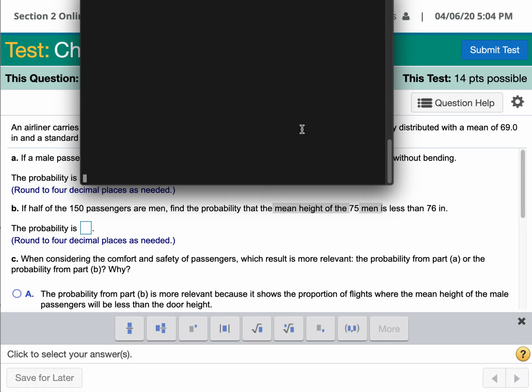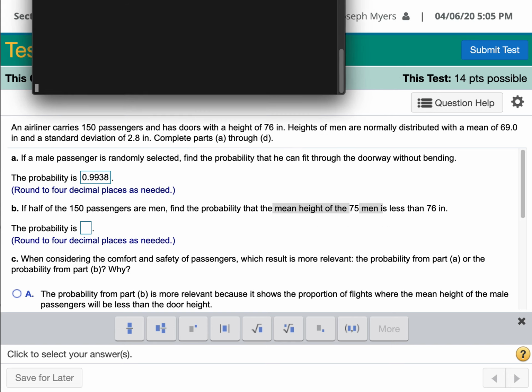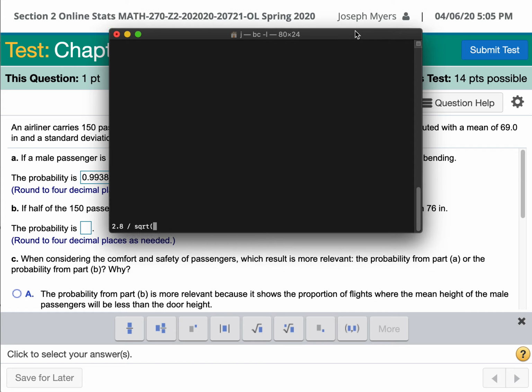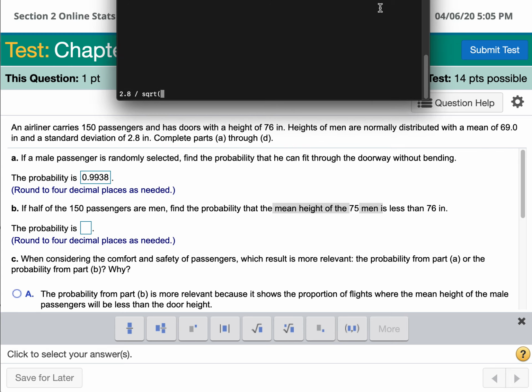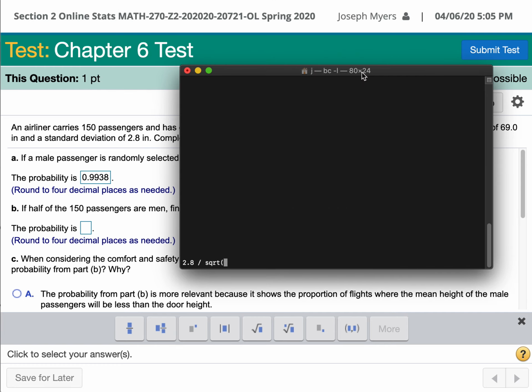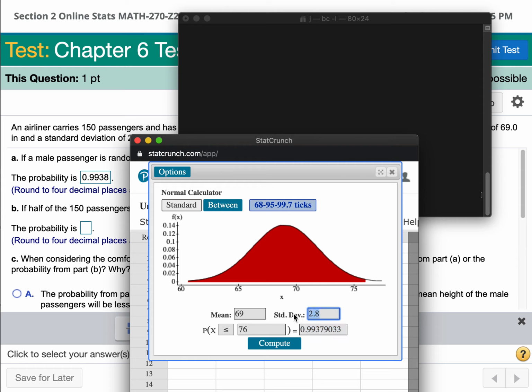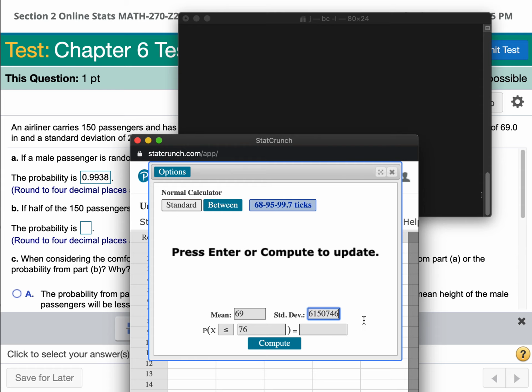Okay, so hold on, let me see, I can't see it anymore. The standard deviation previously was 2.8. So we're going to take 2.8 divided by the square root of how many men we're taking the sample of, the mean height of 75 men, so 75. The standard deviation is now that new number. I'm going to copy that. The standard deviation of the mean of 75 men is different from the original one. So the new standard deviation is 0.3233, right?